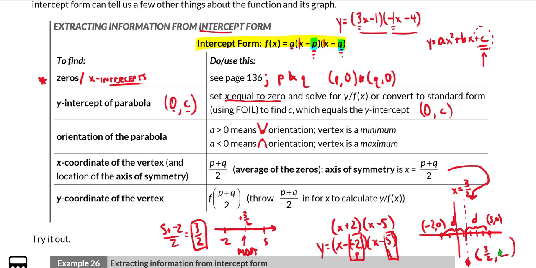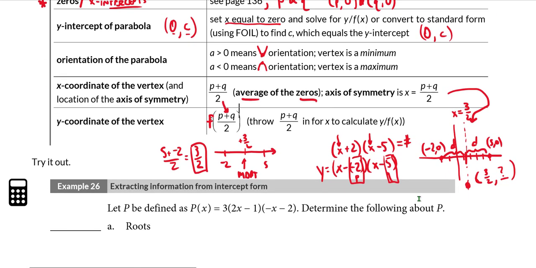Now, in order to find the y-coordinate, all I would do is take that 3 halves, that average, and plug it into my function. So I would plug 3 halves in here, plug 3 halves in here, calculate whatever this equals, and I would get my y-coordinate at the vertex. So again, to find the x-coordinate of the vertex, when I know my zeros, I just average the zeros. If I want the y-coordinate of the vertex, I take the average of the zeros and evaluate the function at the average of the zeros.